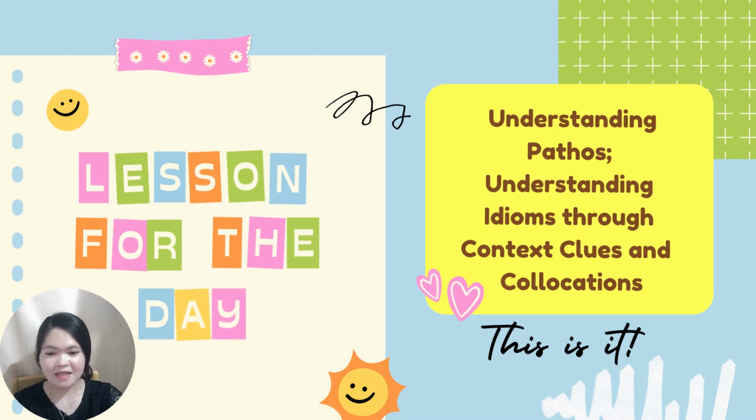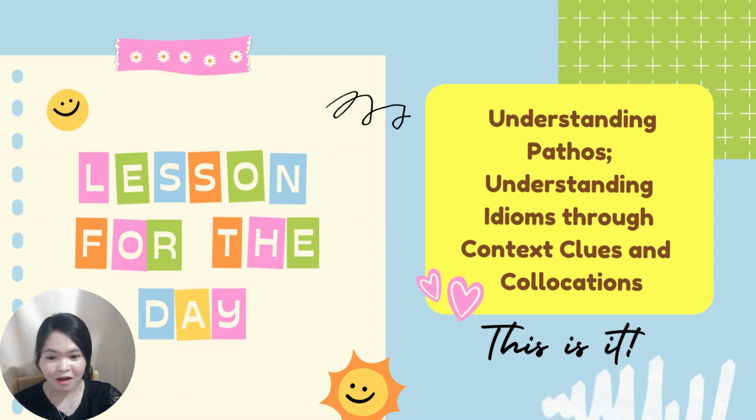Based on the activity that we did earlier, I did ask you some questions regarding the feelings, the emotions, and your thoughts, and also I asked you regarding the following phrases and words that were used during the poem, the underlined words that were the idiomatic expressions. So it connects here to our lesson of the day: understanding pathos, and understanding idioms through context clues and collocations. So let's get started.